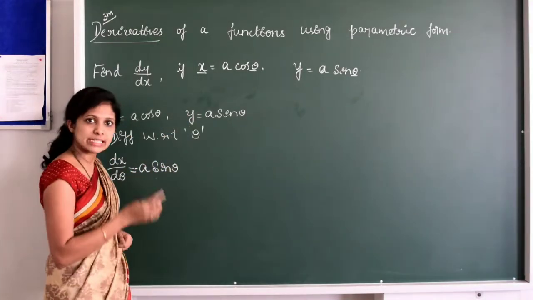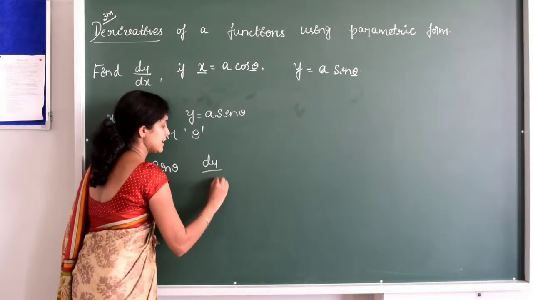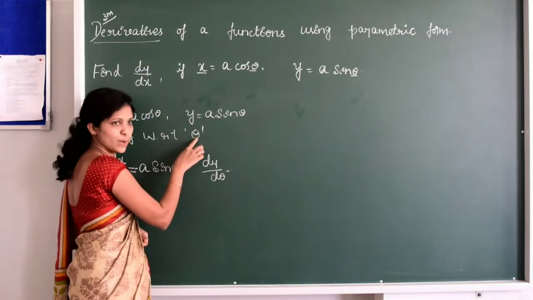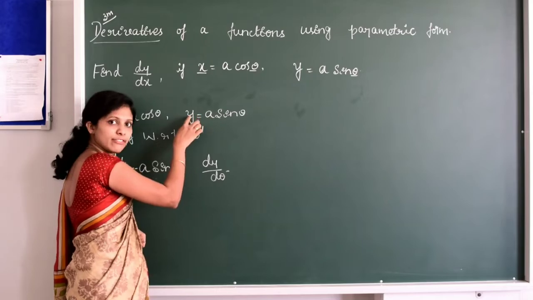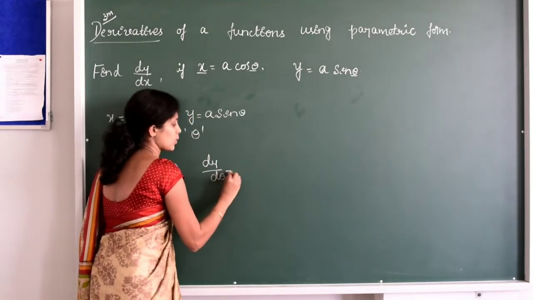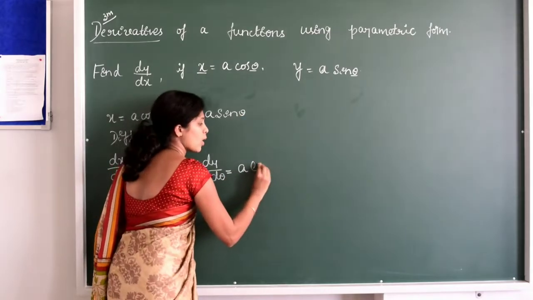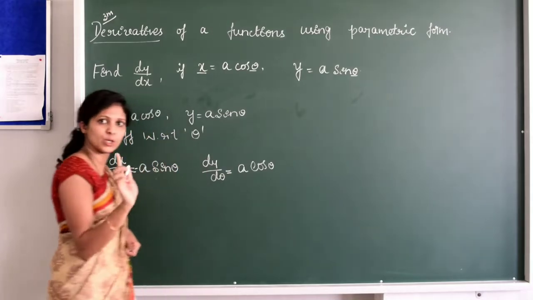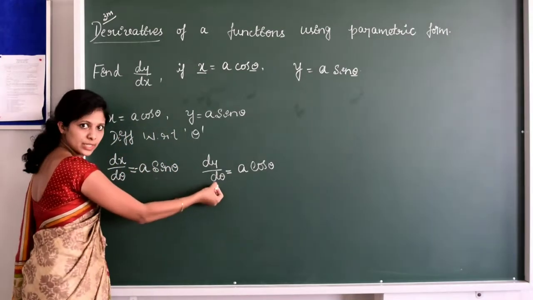Now we differentiate the second one with respect to theta. Now that is dy by d theta. Is it clear? You are differentiating the given function with respect to theta. So dy by d theta is equal to a, a is a constant, and derivative of sin theta will be cos theta. Now we got dx by d theta and dy by d theta.